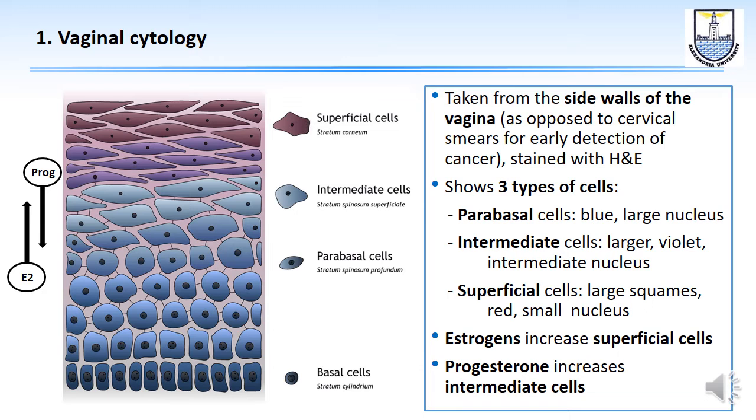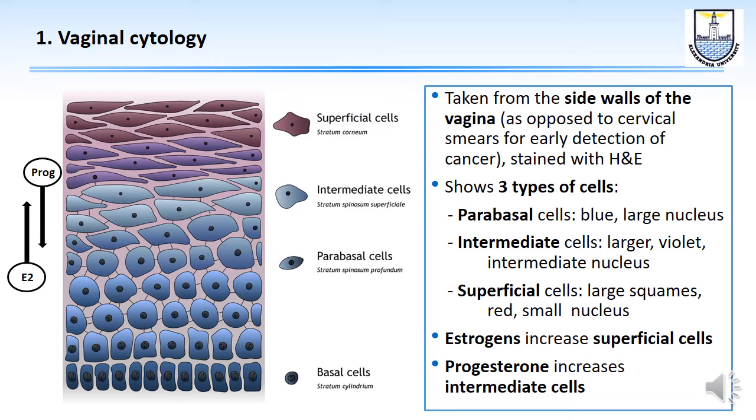And as you can see on the left side, estradiol usually pushes things in the way of maturity. So a woman who is under the effect of estradiol will have a large amount of superficial cells, because progesterone does the opposite. It stimulates the intermediate cells, or it stops the intermediate cells from becoming superficial cells.